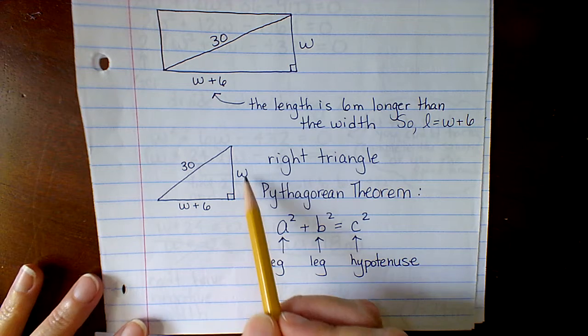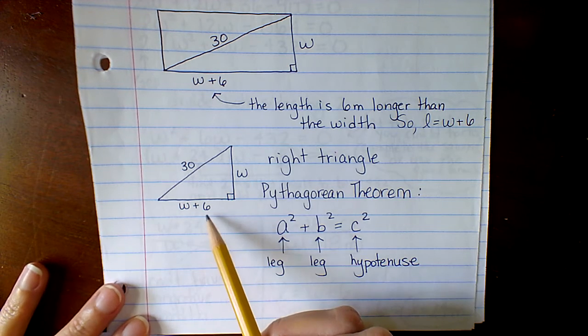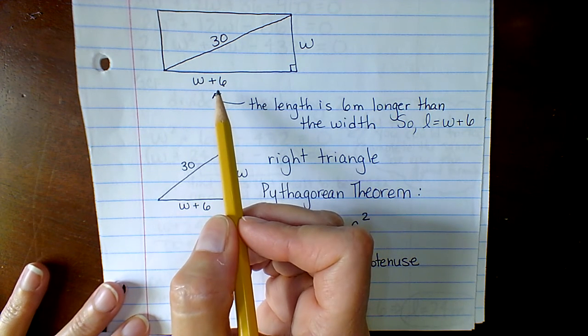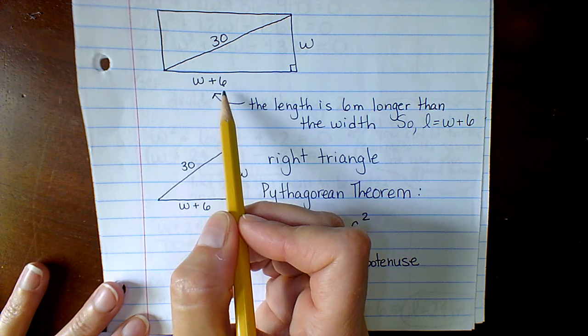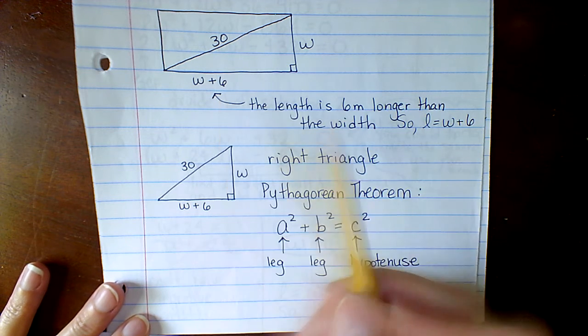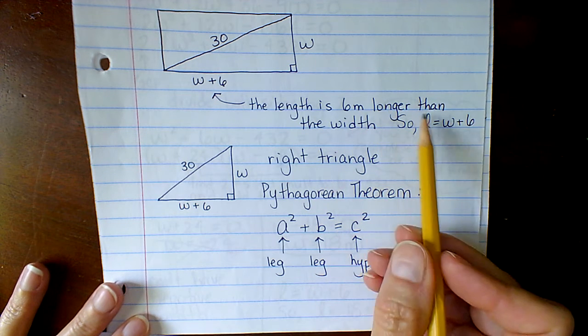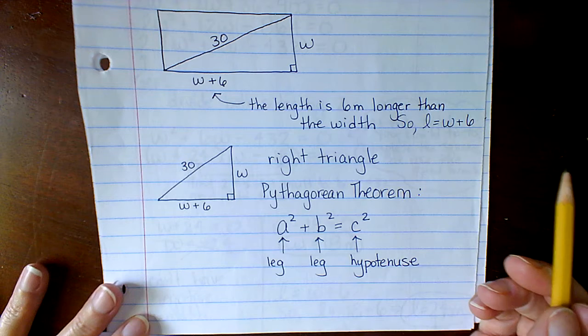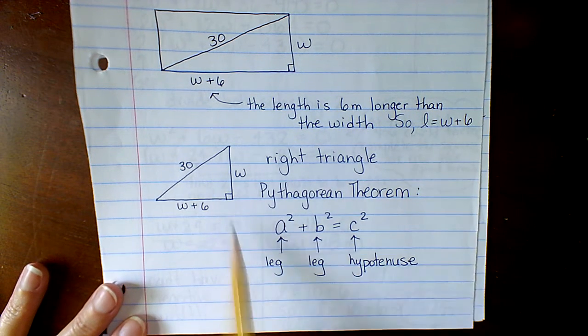Okay? So I've got this width and this length. Now notice I didn't use another variable here. I do try to keep it to one variable. So I didn't use an L here. I used the fact that the length is 6 meters longer than the width. That means that the length is W plus 6. So I end up with this right triangle.